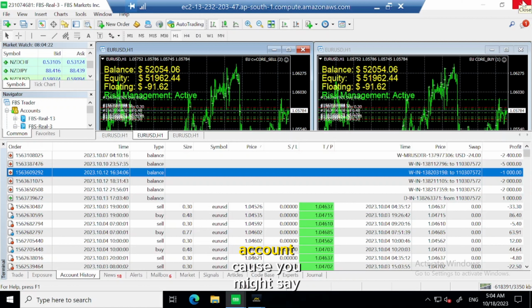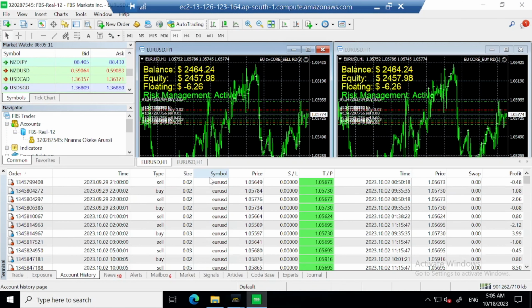Let me show you a smaller account, because you might say this is too big. You want to see something you can actually relate to. Fine, let me show you a smaller account. Okay guys, this is a much smaller account. It's like a 2k account, started around 1k, a top up was made, and currently it's about $2,464. This is also a real account, and it's an FBS account as usual, because this is the broker we like to use with EU Core. You can use any broker of your choice, but this is the most preferred broker for us.